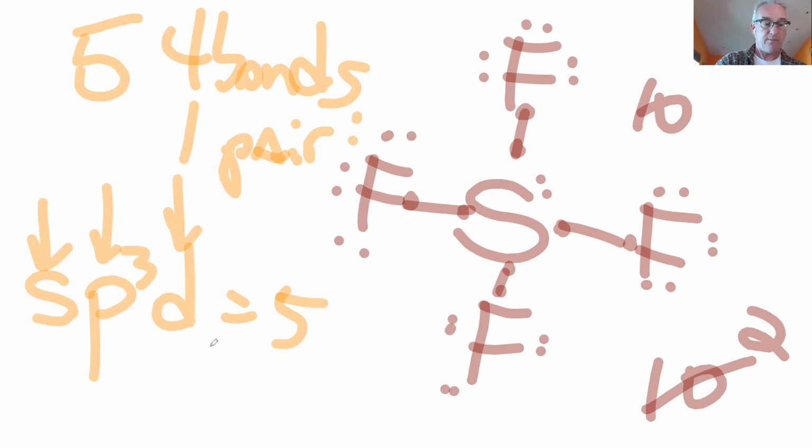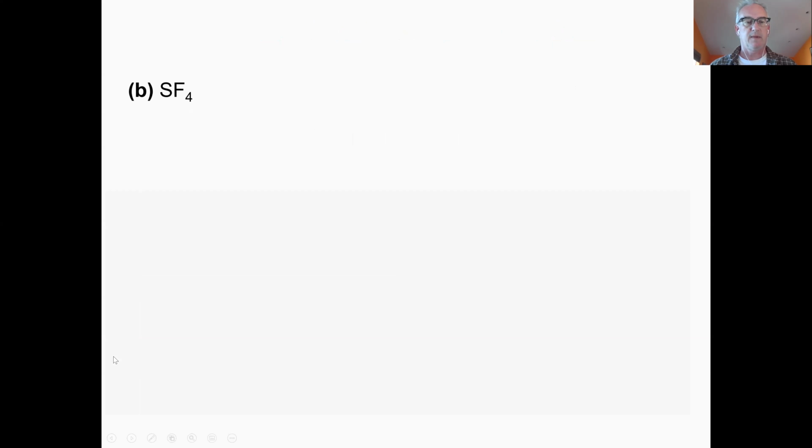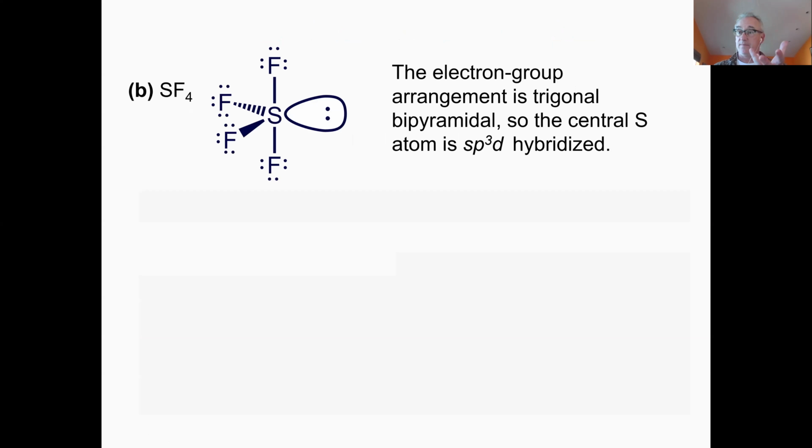So let me go back to the slides. So that's what sulfur tetrafluoride is going to look like. Just like we drew, it has the 4 fluorines around it and a lone pair. So the central atom is going to be sp3d hybridized. So how are we going to do that hybridization? Where is my annotation? Here we go.